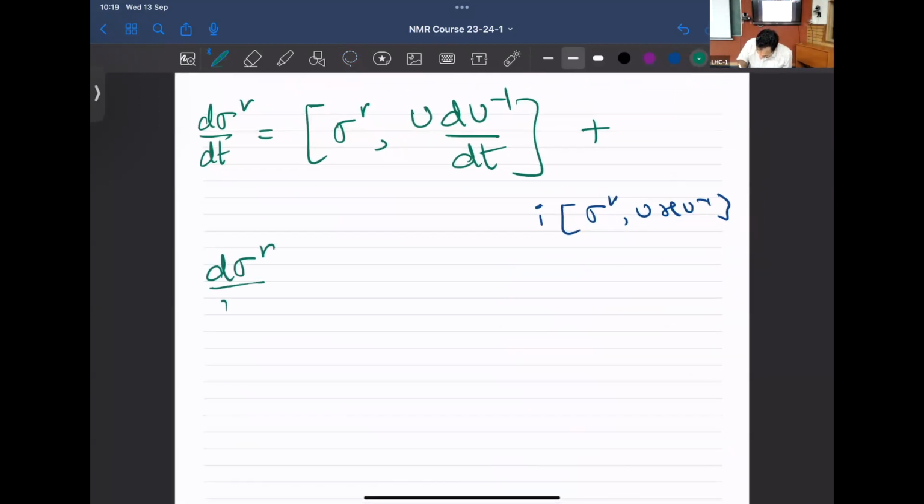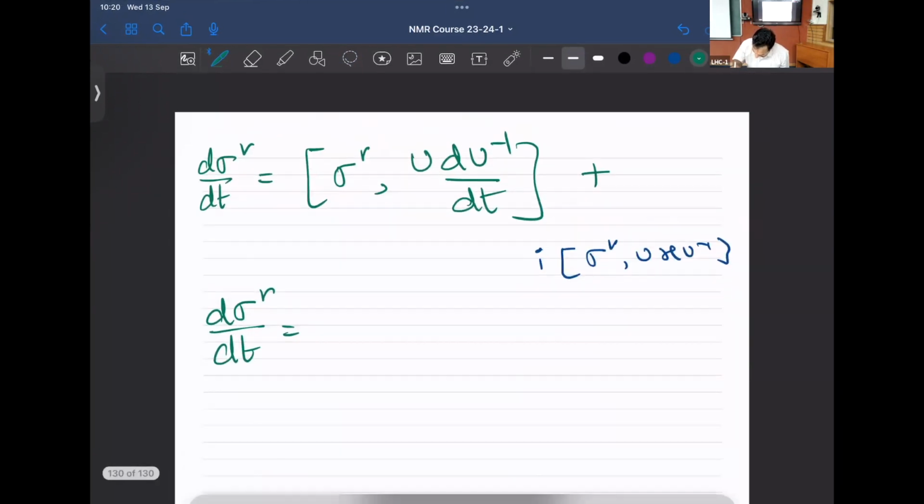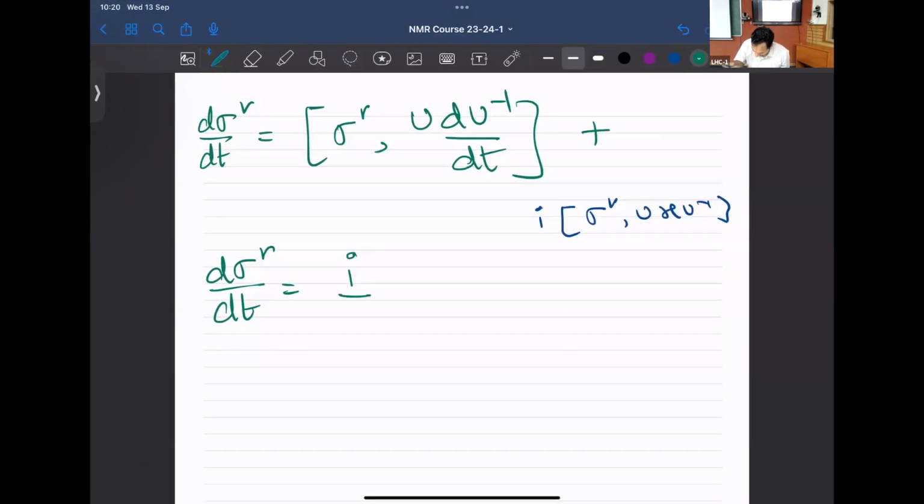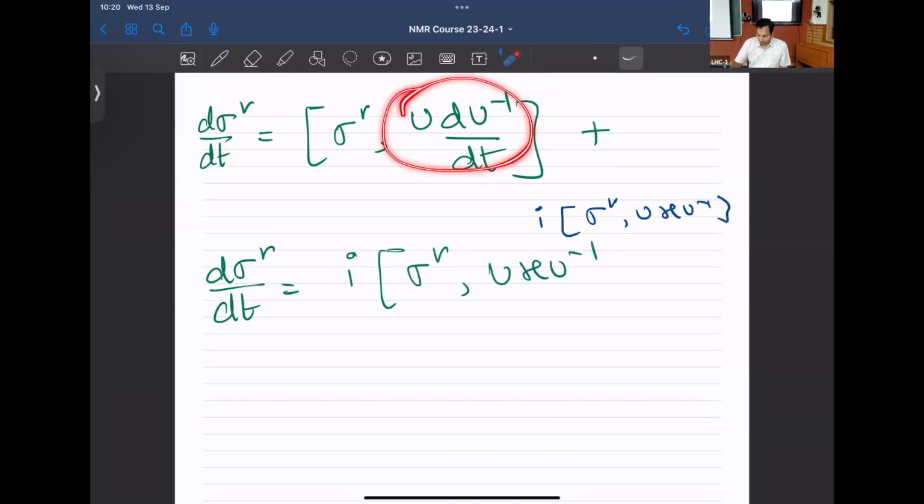d sigma R over dt, therefore, will be equal to, how do we take this out? Let's say I by h cross. We left h cross long back, so I'm not going to write that anymore. It's going to be sigma R, comma U inverse. If I have to take this part inside this commutator, remember there is an I. What should I multiply that with?